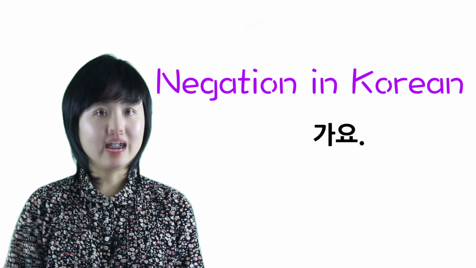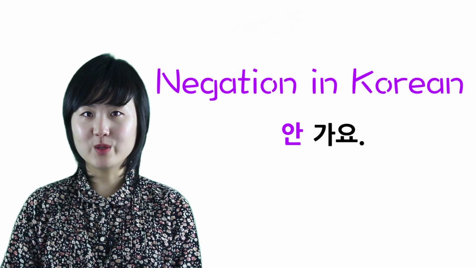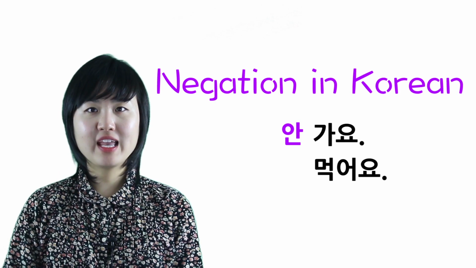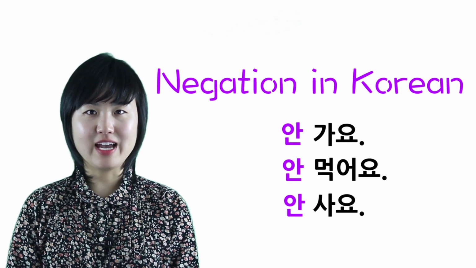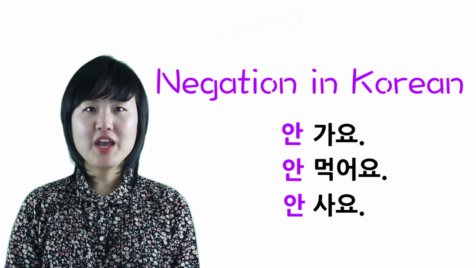We have not talked about the negation yet, but simply to make a negation in Korean, put one simple word, 안, in front of the verb. So, 가요, 안 가요, 먹어요, 안 먹어요, 사요, 안 사요. So today we talked about the question form in Korean.